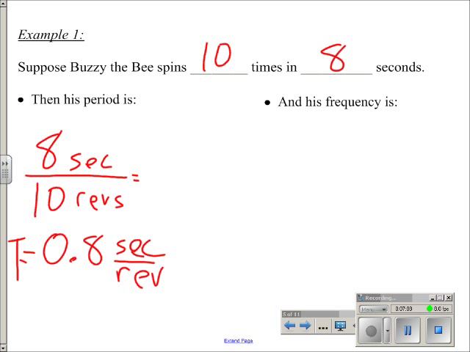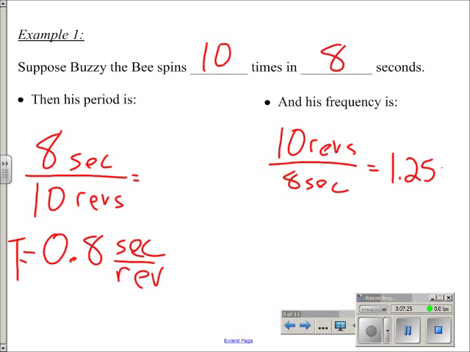So to find his frequency, now I want to know not how many seconds does he take per revolution. I want to know how many revolutions he gets per second. So I'm going to flip it over. The frequency is going to be the number of revolutions he completed per second. So that gives you 1.25 revolutions per second.